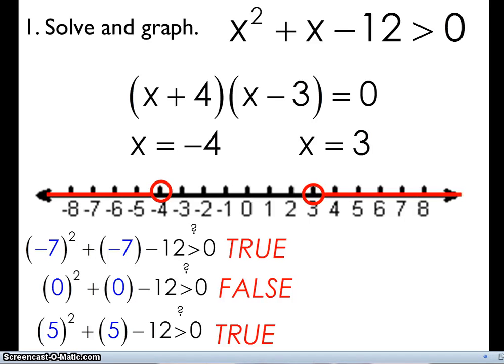Now here comes that last step. You've got to interpret this graph. And think, row, row, row your boat, oars go out. So I'm going to write that it's all the numbers that are less than -4 or all the numbers greater than 3. Watch your signs. They're going to match up with the ends of these arrows.